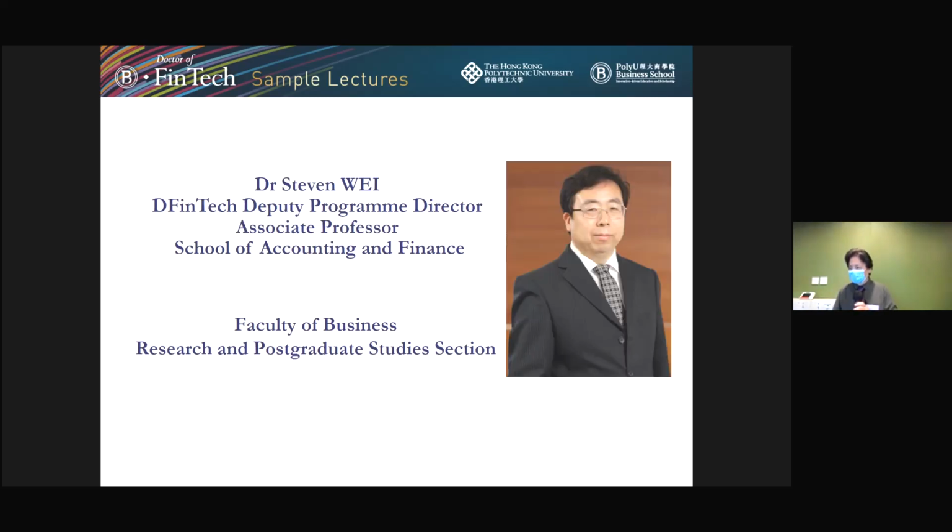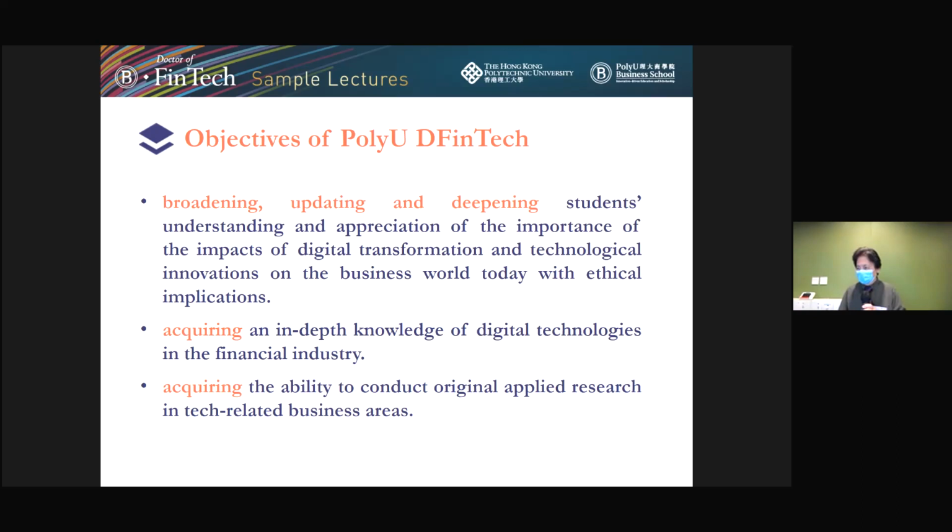Let me start right away and talk about our FinTech program. The objective of PolyU's FinTech program has three levels. One is a general level: broadening, updating, and deepening understanding and appreciation of the importance of the impacts of digital transformation and tech innovation on the business world. It's very general, but very important to have people appreciate the importance and impact of the current era of digital transformation.